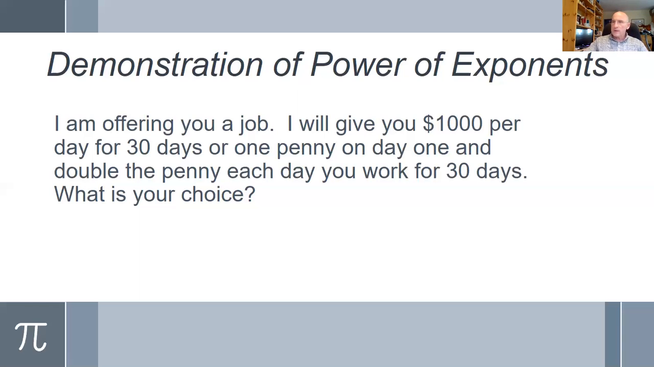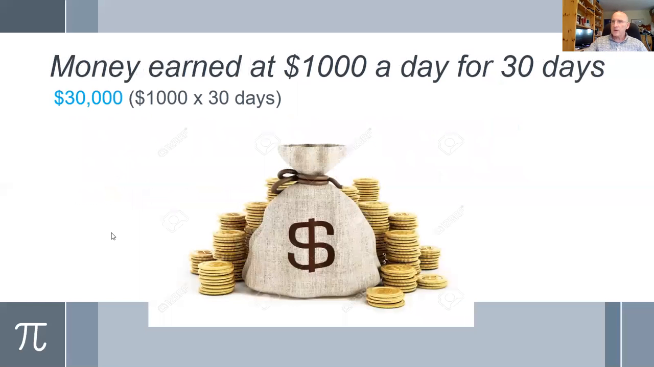Okay, so let's go ahead and see what happens. All right, so those that took $1,000 a day for 30 days, you're going to earn at the end of those 30 days $30,000. That's a lot of money. So $1,000 times 30 days is $30,000.